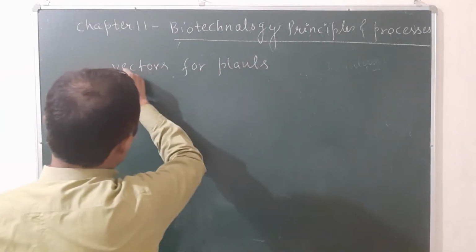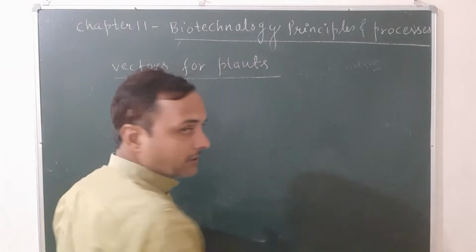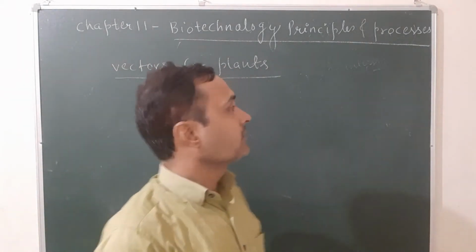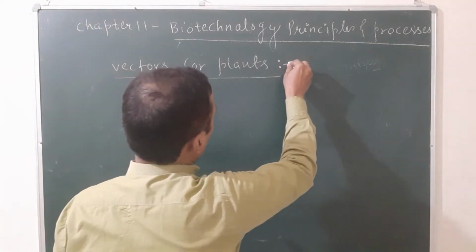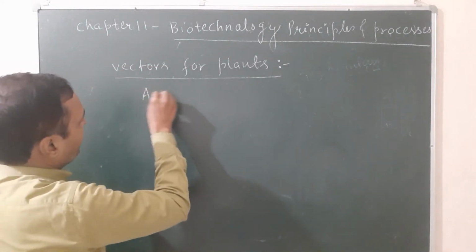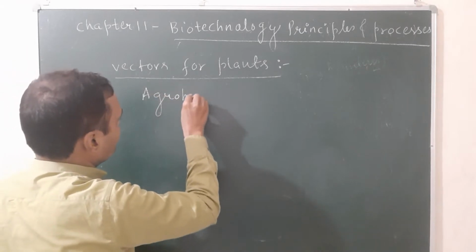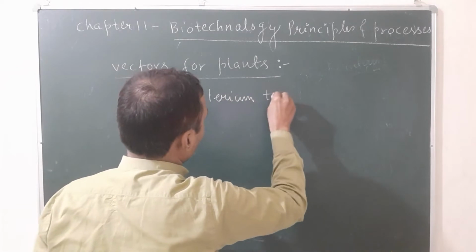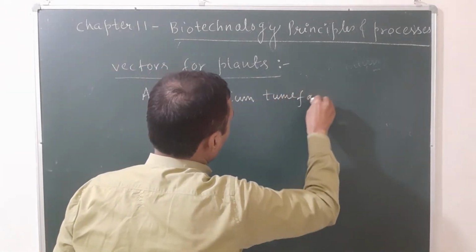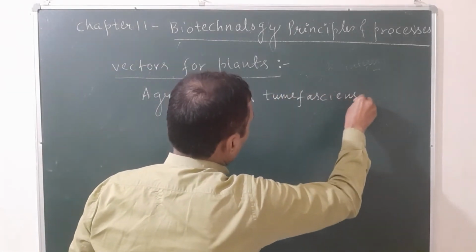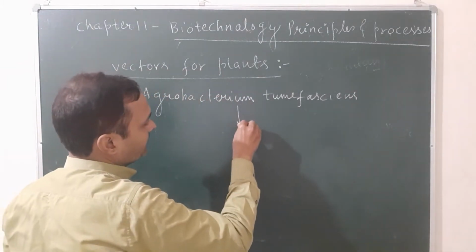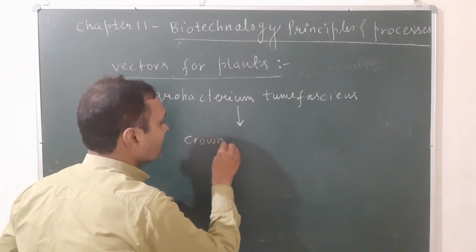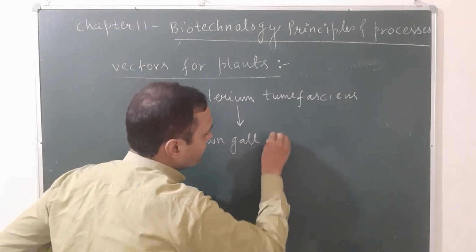You know vectors are DNA molecules that are able to transfer our gene of interest into a particular host. So let us see vectors for plants. The most common vector is Agrobacterium tumefaciens, which causes a disease in most dicot plants, known as crown gall disease.